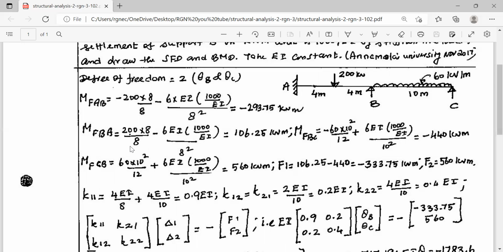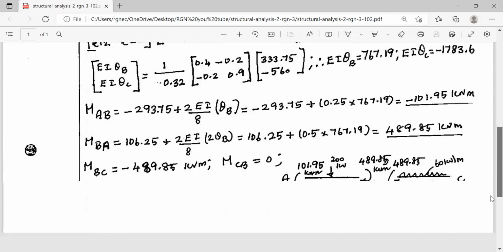Then MFBA. We are calculating these moments as if all the ends are fixed, and the fixed end moments are calculated. MFBA is WL by 8. This is a clockwise moment, so it is positive. As I told, when the support B settles with respect to A, the moment is anti-clockwise at both A and B. That is 6EI delta by L square. So the net moment is 106.25. It is a positive value.